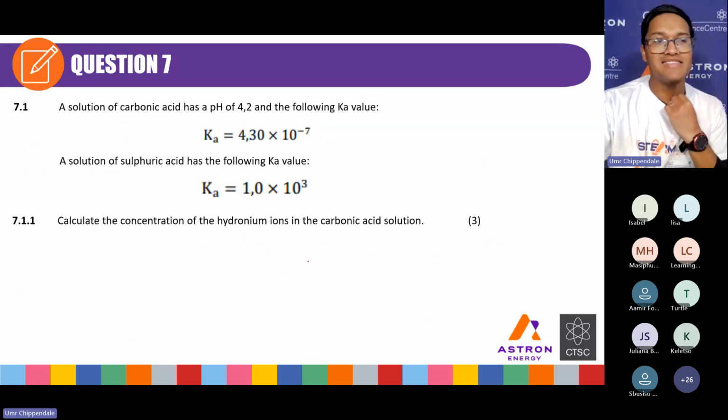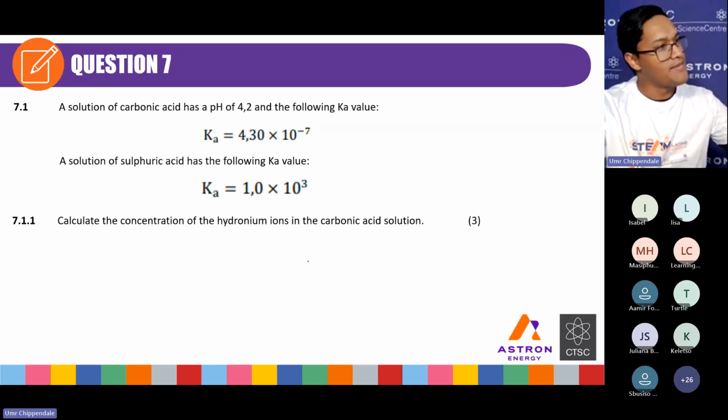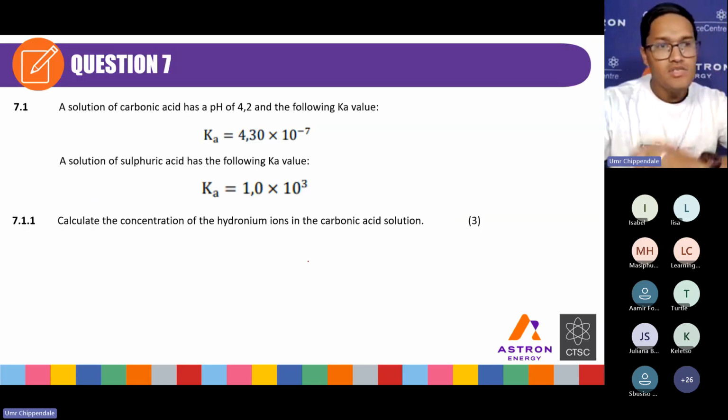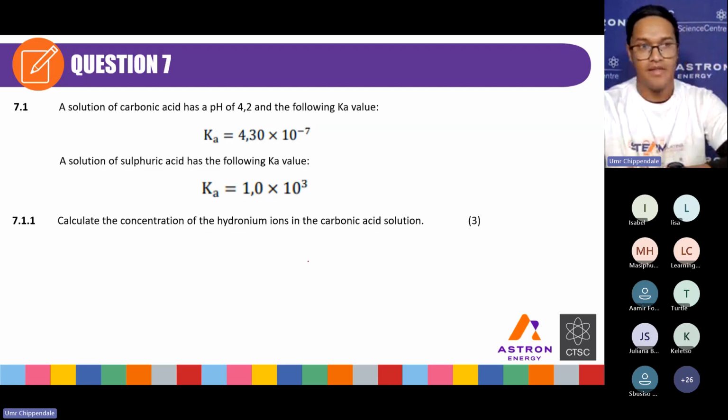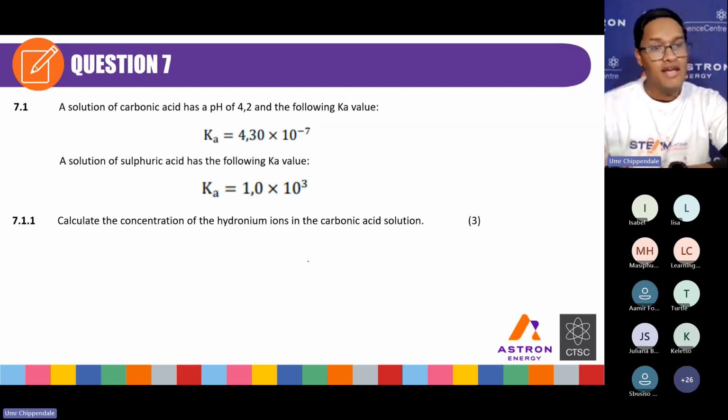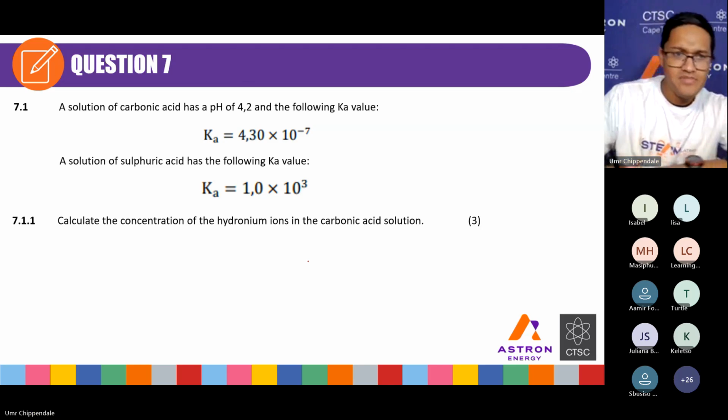Okay, moving on to acids and bases. Acids and bases, 7.1. A solution of carbonic acid has a pH of 4.2 and the following Ka value, which is given over there. A solution of sulfuric acid has the following Ka value, and is given over there.